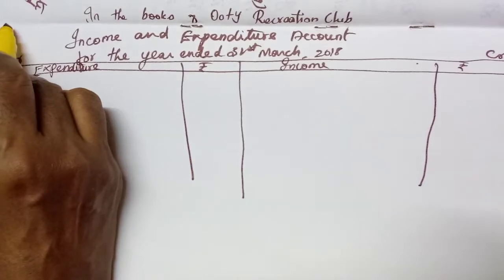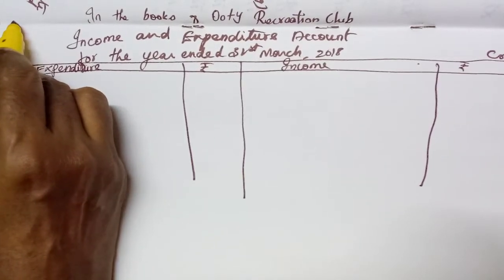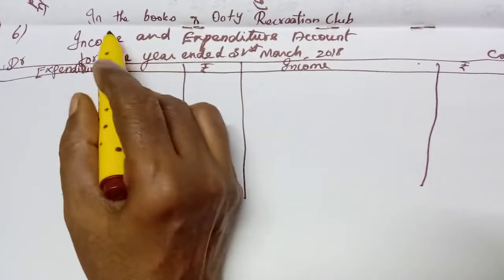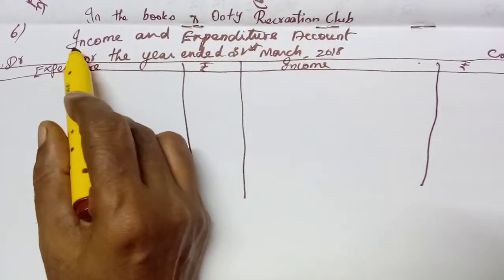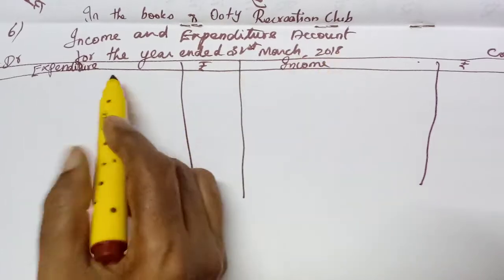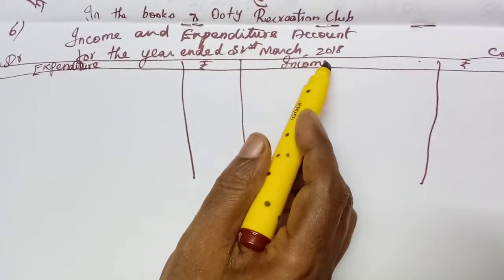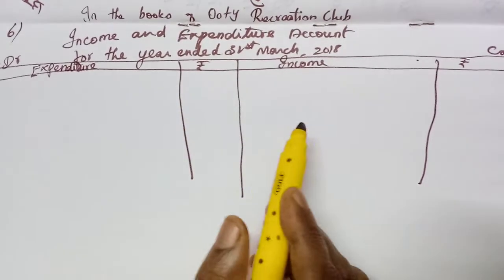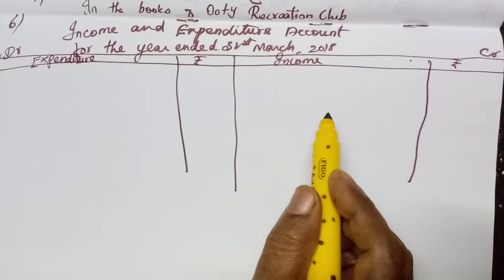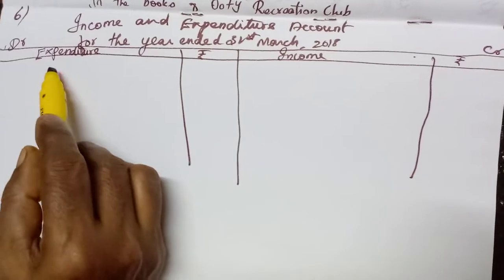First write the number. Okay, illustration 6. First write that heading: In the books of Ooty Recreation Club, income and expenditure account for the year ended 31st March 2018. Use 2 pages. Since I got 1 full page, I have used it this way. Okay, slant this one. In this way I have shown you.